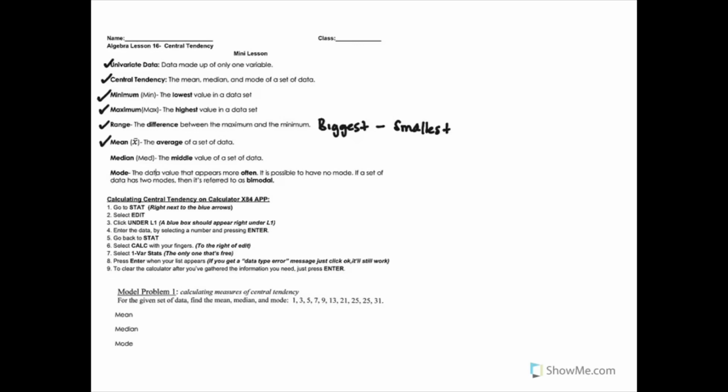What was the average score? For example, what's the average height or the average shoe size? And again, you find that by adding everything up and dividing by the number of items that you added up.